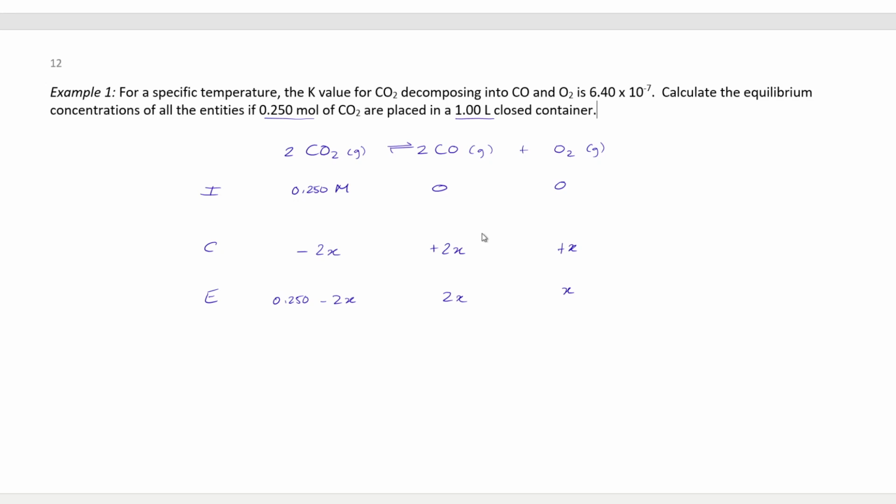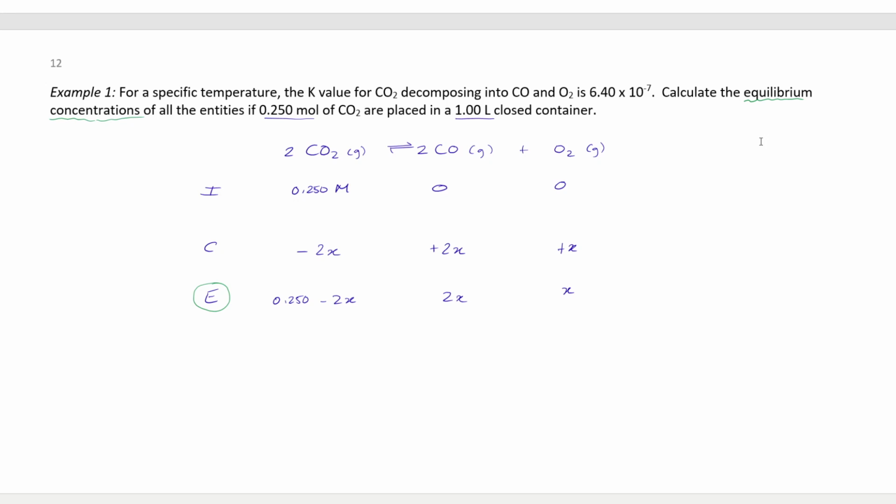Again, I know that this system is not shifting right very much because of the small K value. So these x values will in fact be very small. But I'm going to calculate them anyway. And it is asking for the equilibrium concentrations of all the entities. So I'm looking for these equilibrium values right here, which means that I need to solve for x.